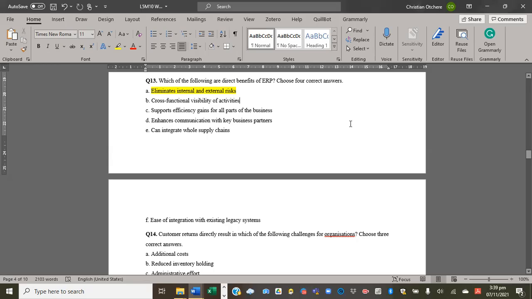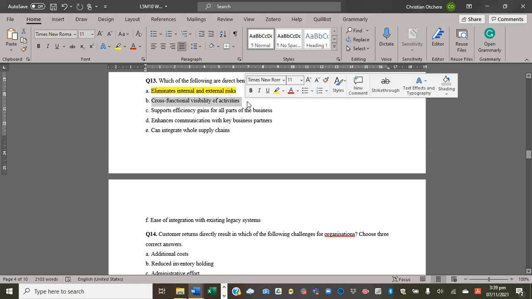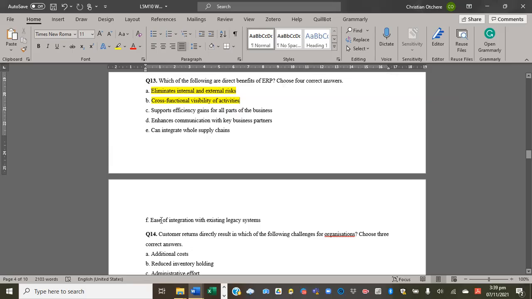I'll go for cross-functional visibility of activities. Okay. Yes. Integrate. So we are selecting 4. Yes, you are selecting 4, so only one will be out. Okay. There's F, so 2 will be out. Oh, sorry. There is F, yes, so it's 2.